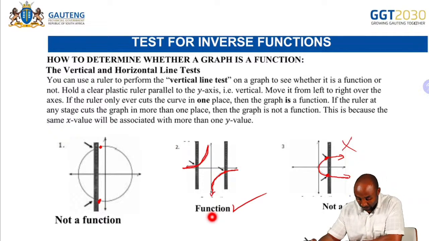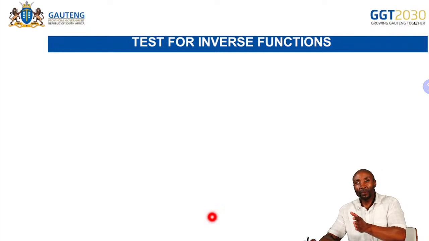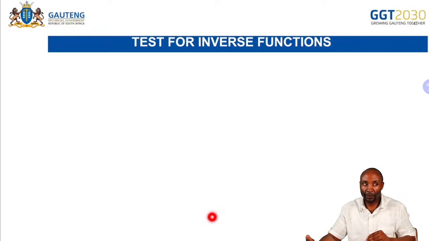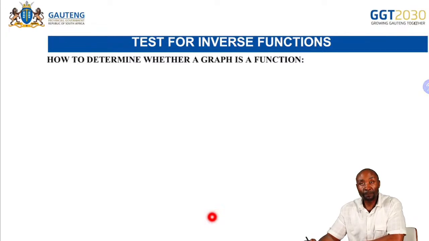We move on now. For the test that we are going to do now, you use the vertical line test to determine whether whatever we are given is a function. If it's a sketched one, you want to determine whether it's a function or not. If you are certain that it is a function, we now do the horizontal line test to check if it is a one-to-one function. Now, how do we do that?